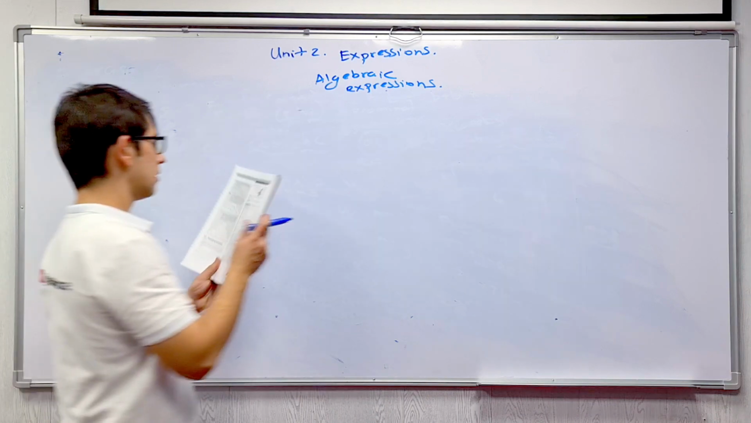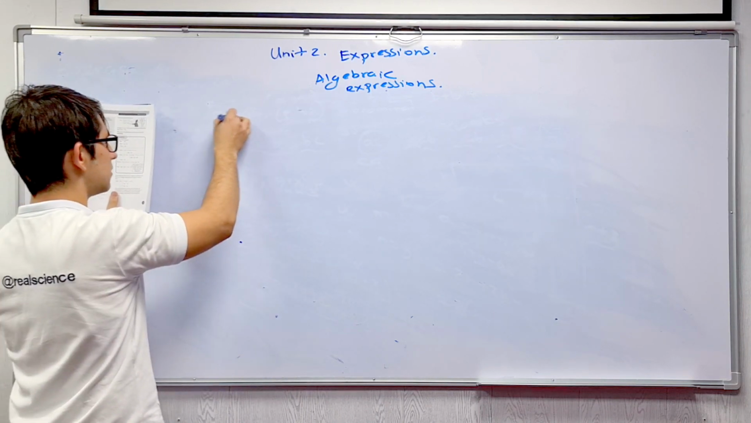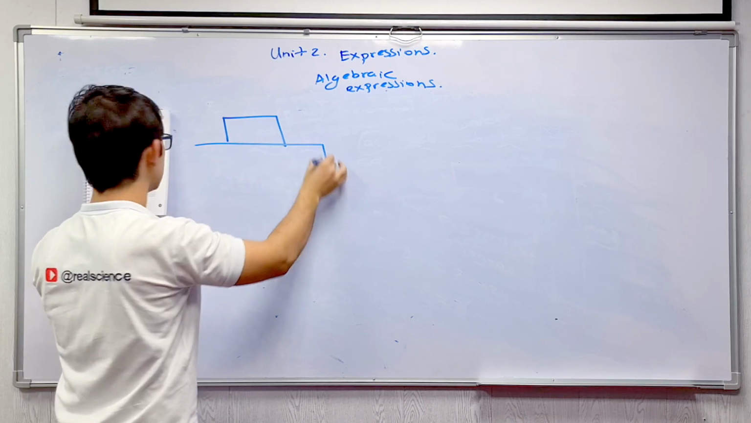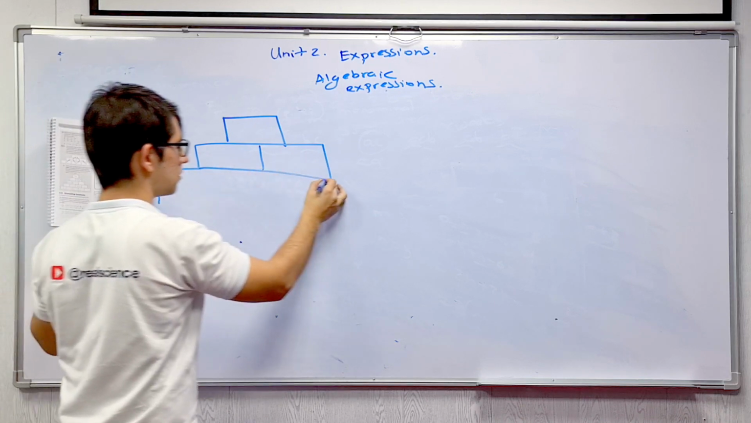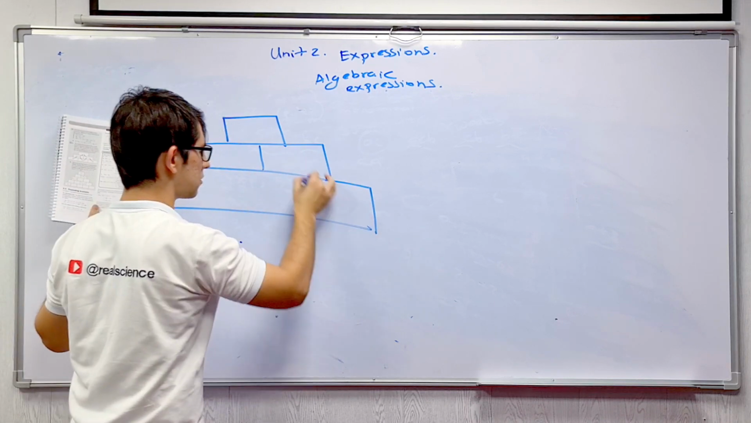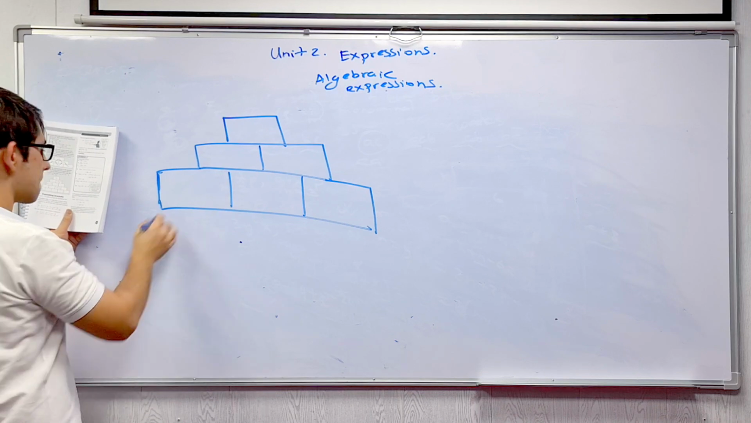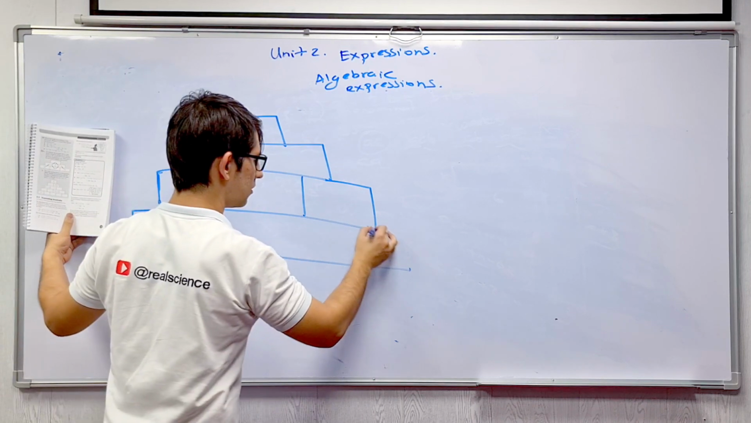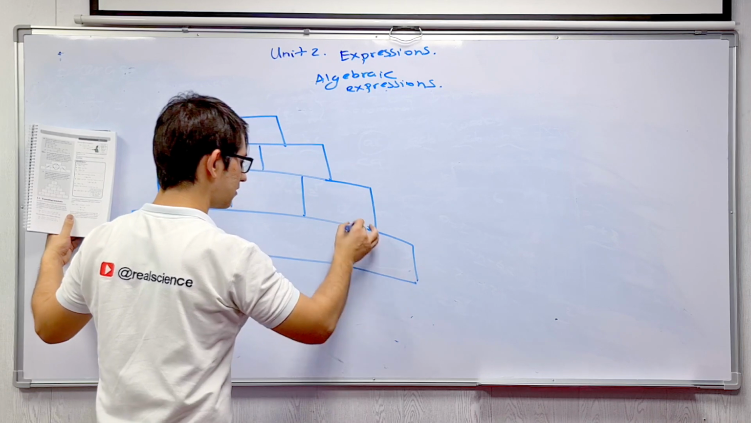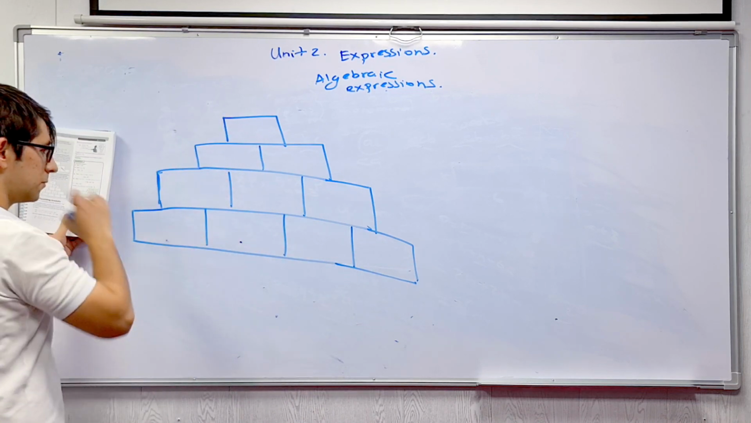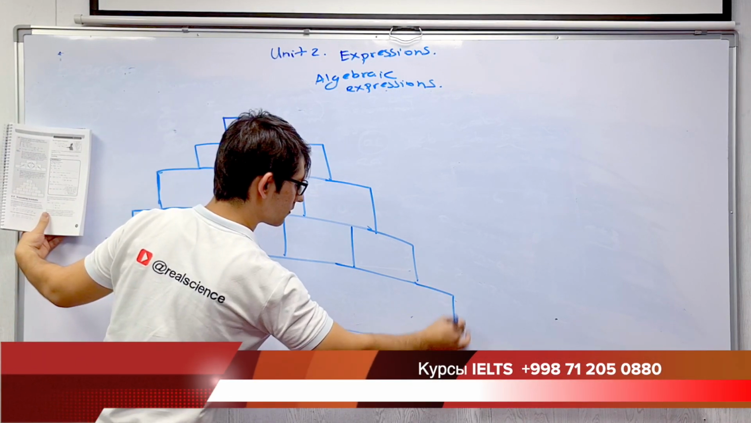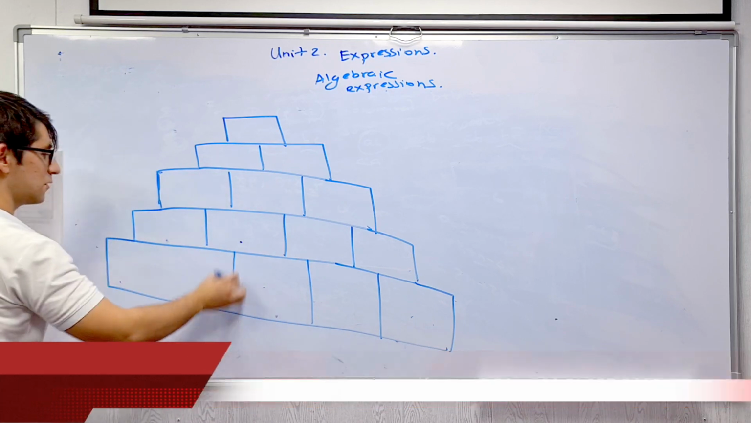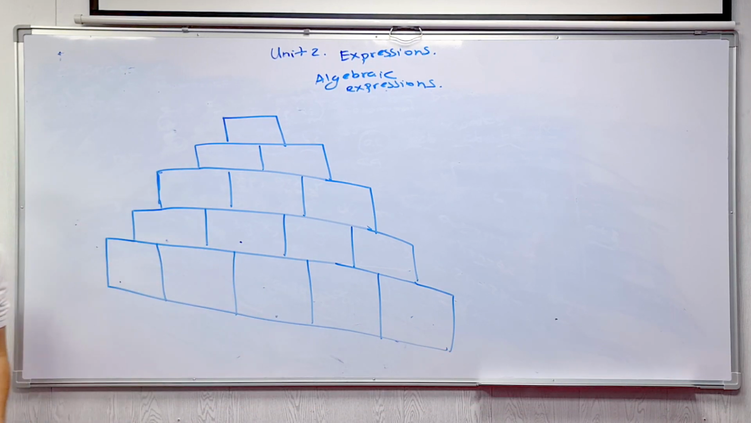Okay. We have one big diagram. It looks like a pyramid, right? 1, 2, 3, 4. 1, 2, 3. It's like a cake. Are you hungry? No.